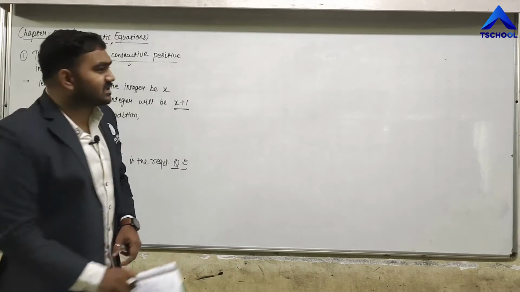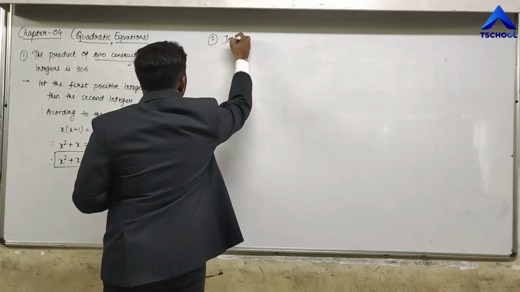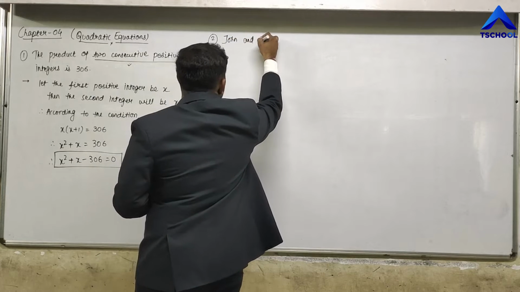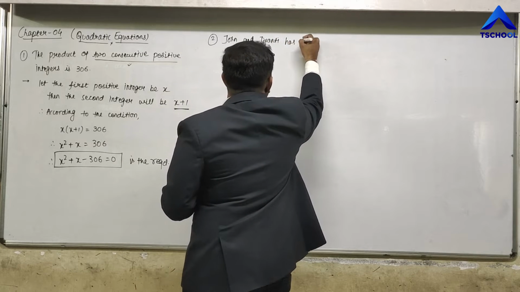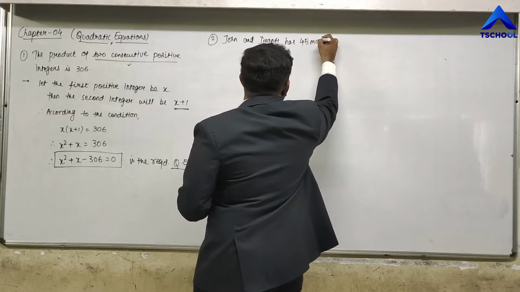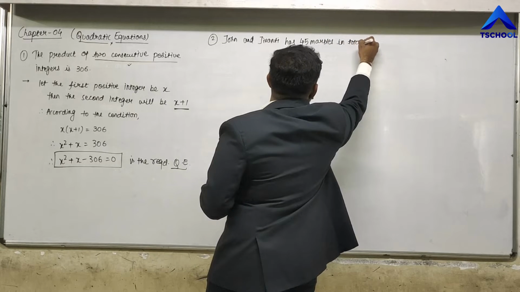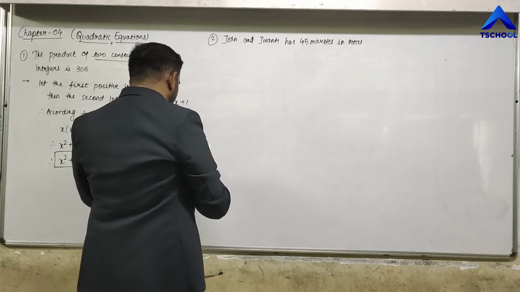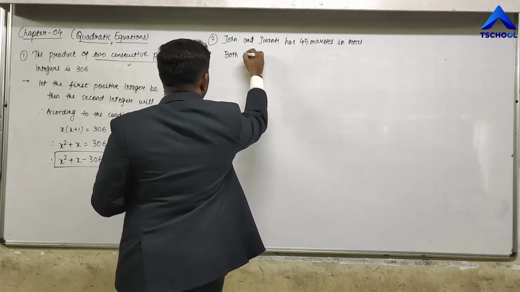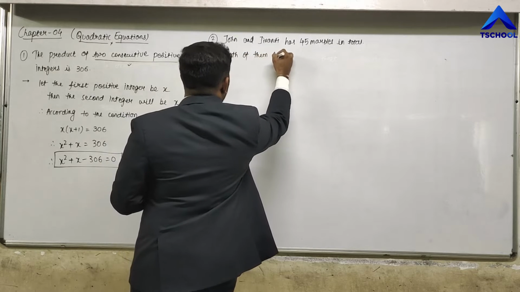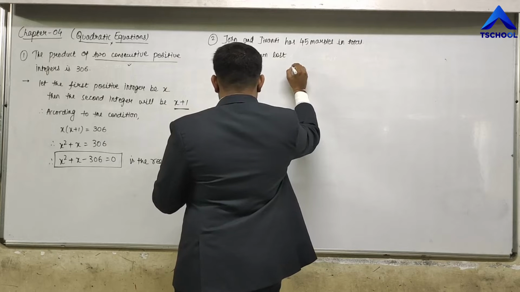I have one more example with me here: there are two friends, John and Jivanti, who have 45 marbles in total, right? They have 45 marbles in total. Both of them lost 5 marbles each.